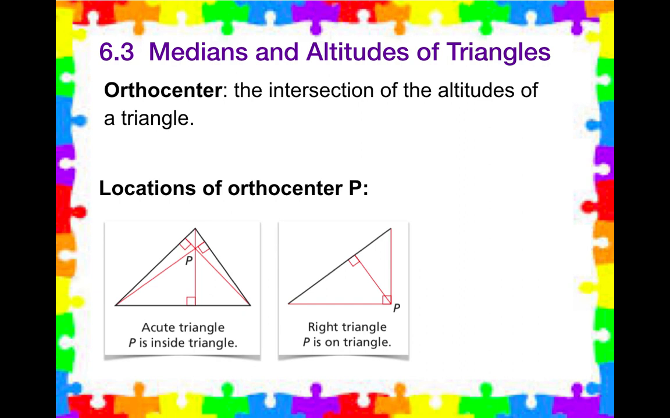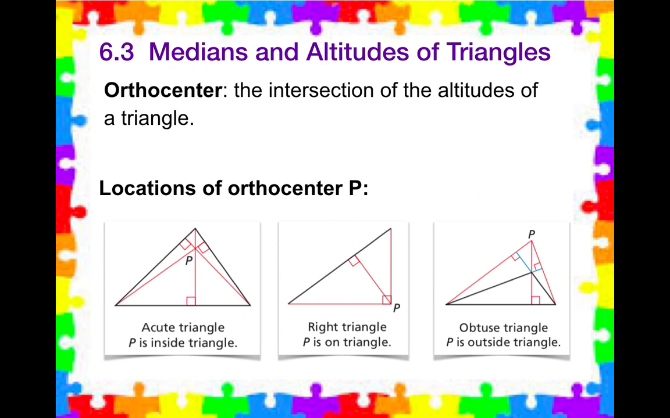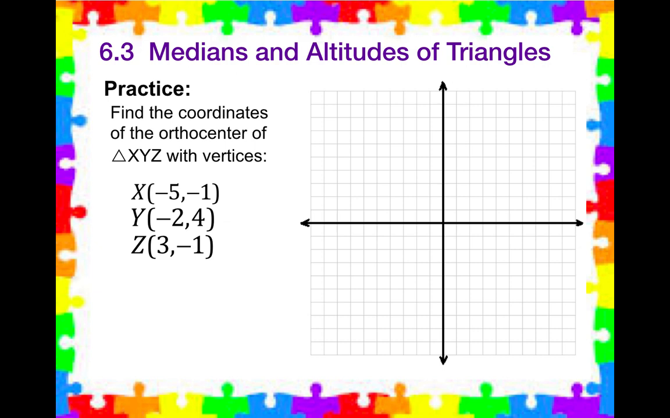For a triangle that's a right triangle, the orthocenter will always be at the place where the right angle is, so it's on the triangle. And the orthocenter for an obtuse triangle is always going to be outside of the triangle. Let's actually find the orthocenter for XYZ.